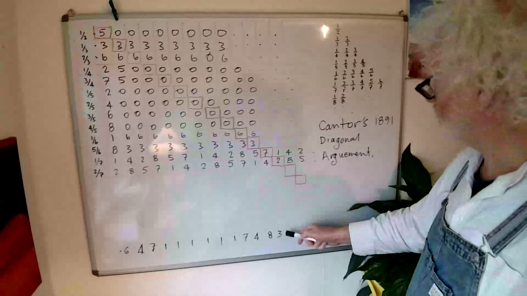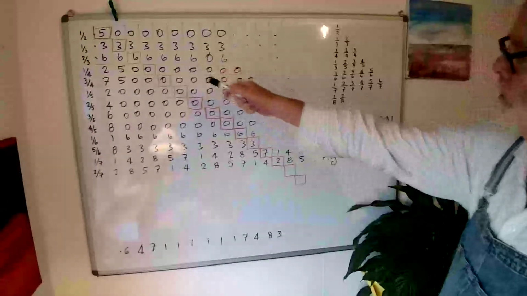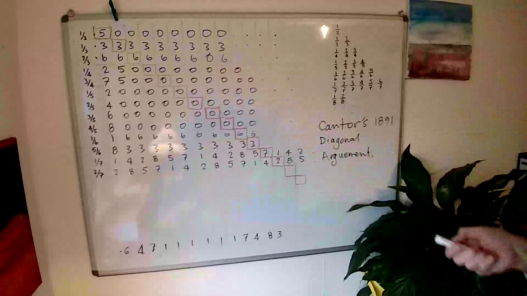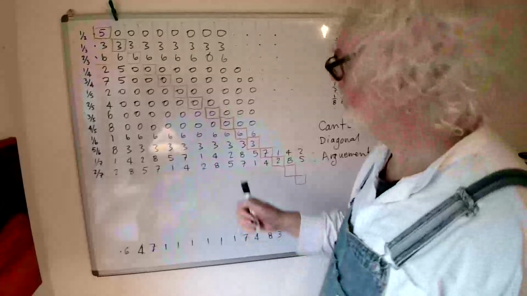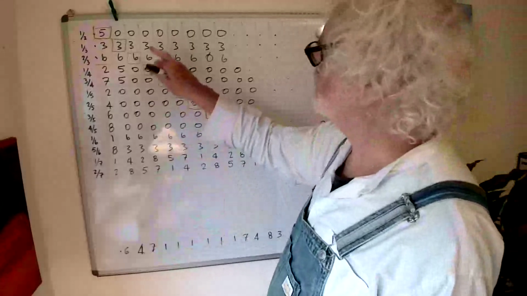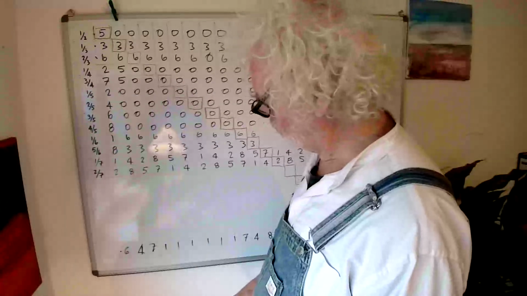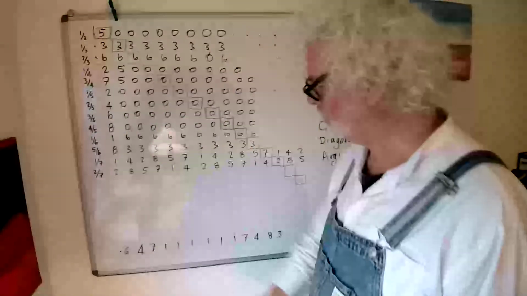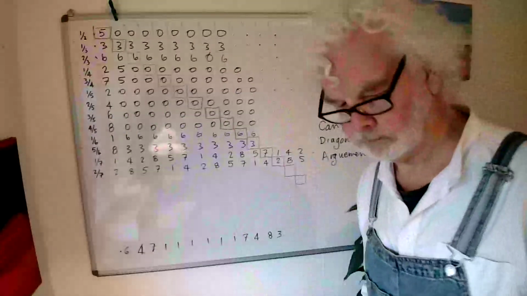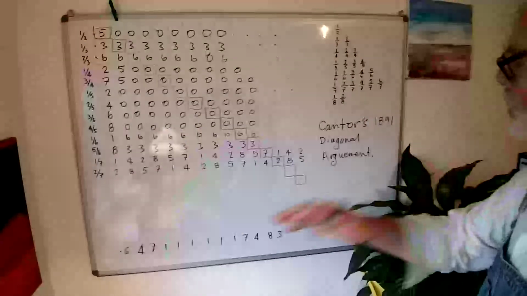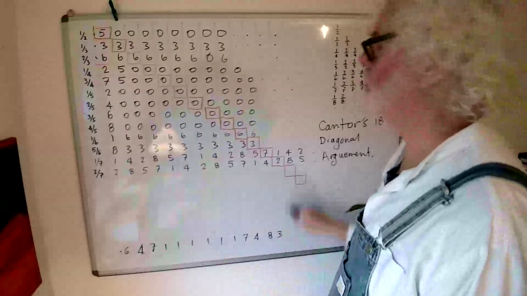this number is different from all the numbers on the diagonal. And that means that this number is different from each one. So if I list every number, this number can't be the same as any of them, because this is an alteration of every one.